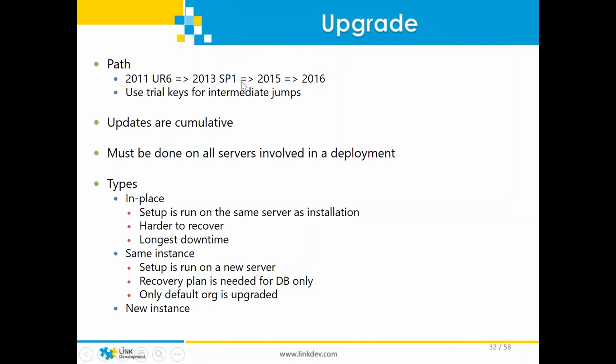In the intermediate jumps, for example, if you don't have a license for 2013 and 2015, all you have to do is get a trial key. You can find this on Microsoft's website under the downloads. The download for each version of 2013 has a key on the download page.